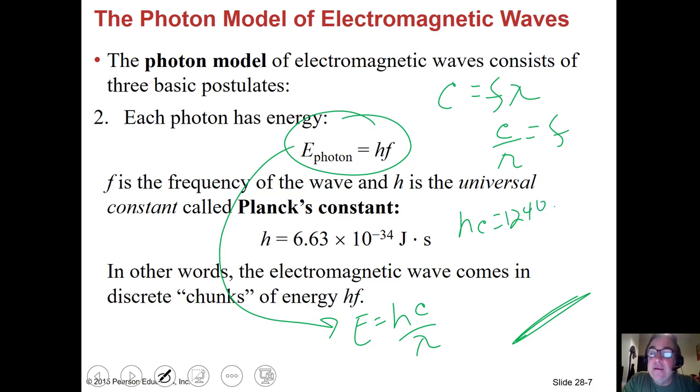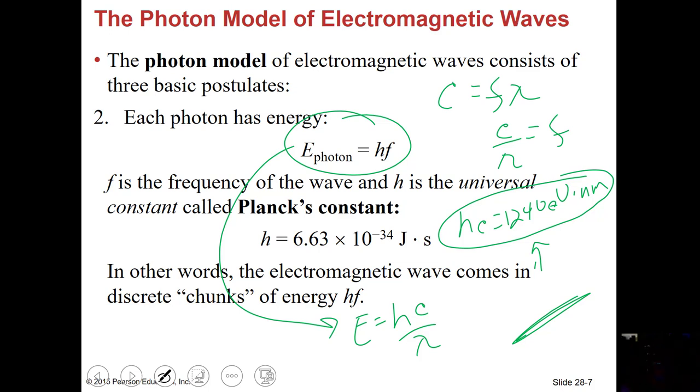1240 eV times nanometers. We'll use this when we do the photoelectric effect, and we'll talk about what this unit of electron volts is. But h times c in electron volt nanometer units is 1240 electron volt nanometers. This little shortcut will save us some time, and you'll see how that works out in just a minute.